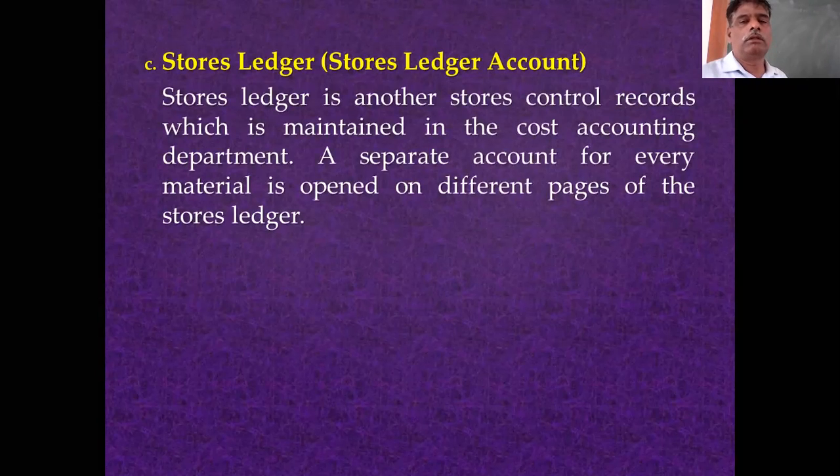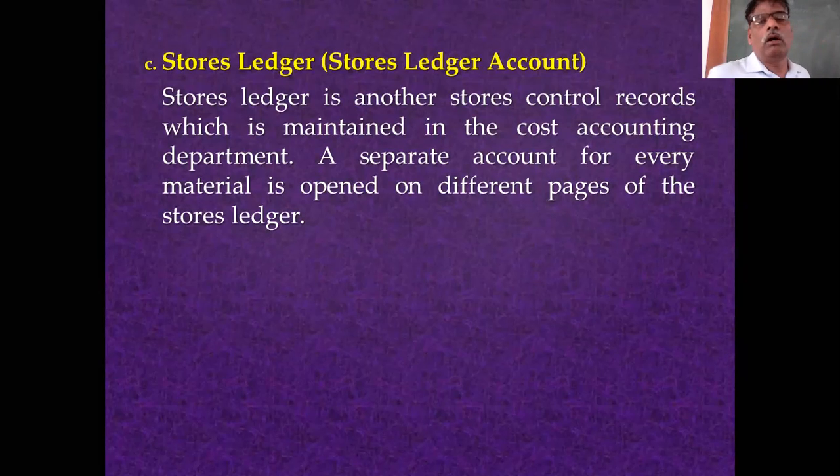Store ledger is another store control record which is maintained in the cost accounting department by the cost accountant. The cost accountant maintains this ledger, and a separate account for every material is opened. For each material, a separate account is there. How do you open accounts in your bank? For each customer, one account is there. In the same way, for each material, there is one account. In this way, he maintains the accounts.